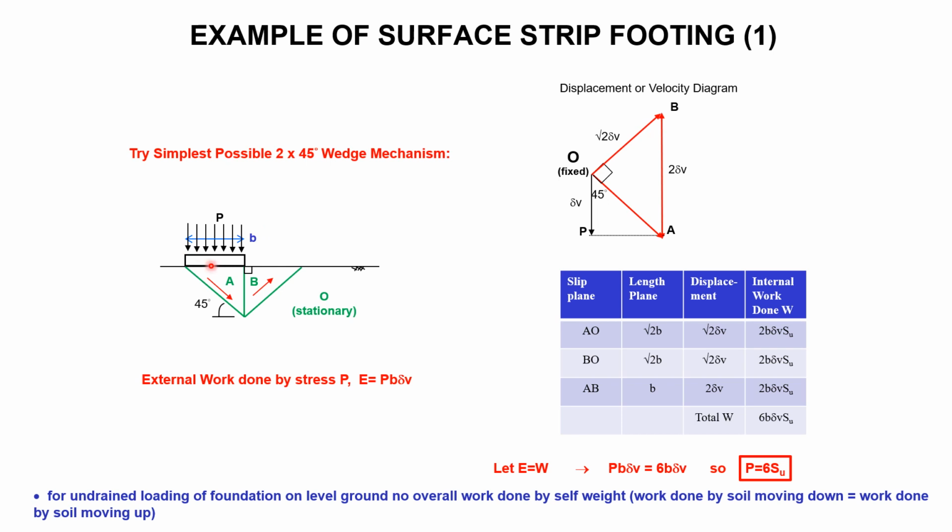As we said, as this block moves down, that block moves up, so we don't need to worry about the self-weight, because the work done by this self-weight would be cancelled out by the work done by that self-weight, because it's on level ground. Remember, for the tutorial example, that will not be true if the ground is not level.